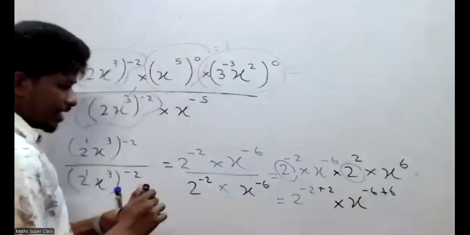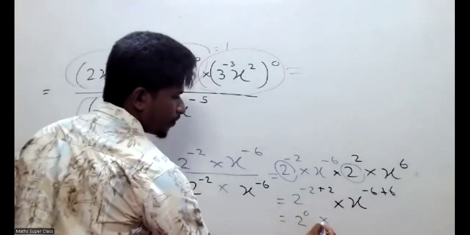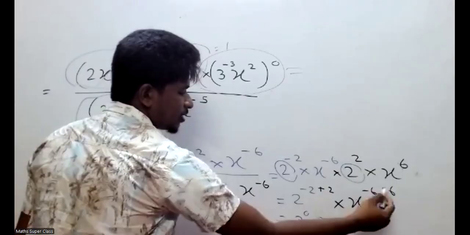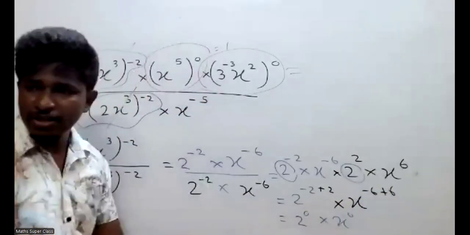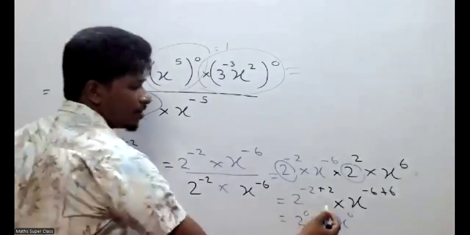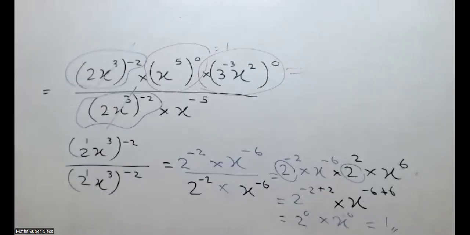Because the same bases, exactly. Now, Dylan, 2 to the power minus 2 plus 2 is 0, and x to the power minus 6 plus 6 means 0. So, x to the power 0. 2 to the power 0 means 1, Dylan. X to the power 0 also means 1. 1 into 1 is 1. So that's why we can cut these two without doing these. Now, is it clear, Dylan?